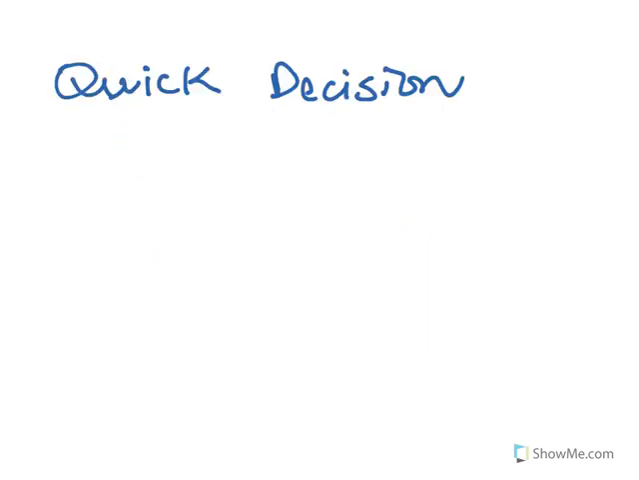The next time when you might use the future tense is to talk about a quick decision.